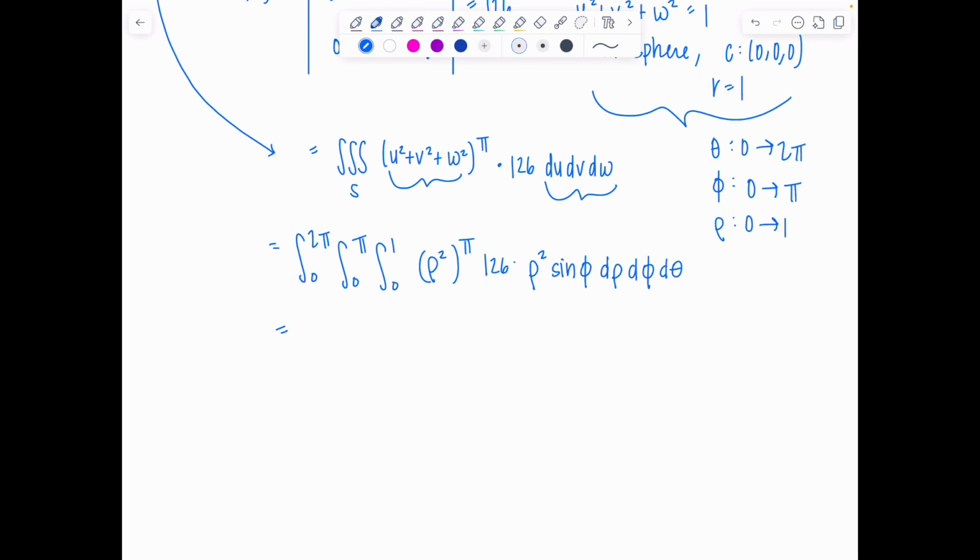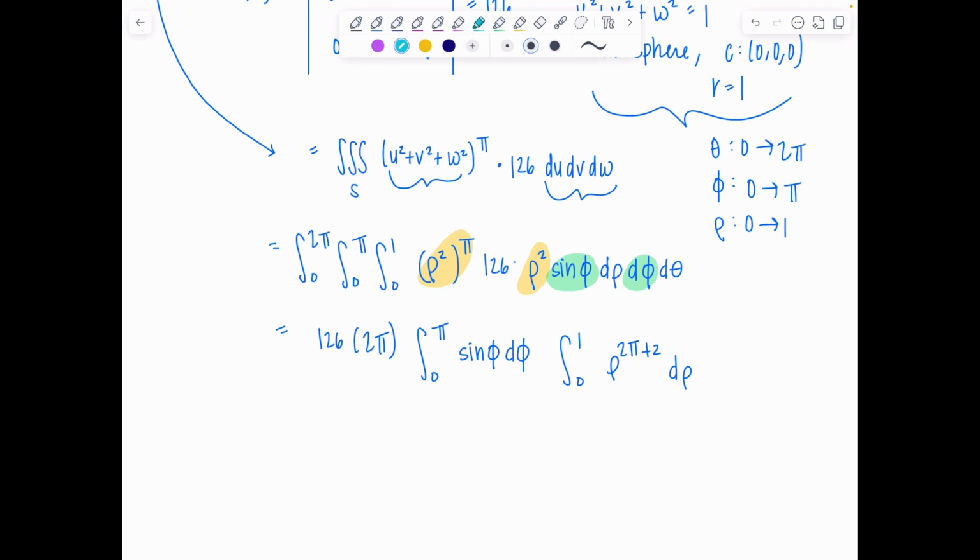Okay, so let me take the 126 out. Also, I don't see a single theta in there, do you? So I'm going to slap a 2 pi on there. Then 0 to pi, those are the limits for phi. So I have sine phi d phi. That's going to be relaxing. And then 0 to 1 are my limits for rho. And I've got rho to the 2 pi times rho squared. So that's rho to the 2 pi plus 2 d rho. And then I already addressed 0 to 2 pi d theta. That's here. We already did it. We're done with that. Okay, you all right?